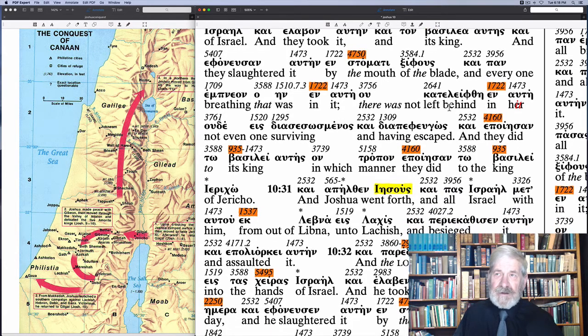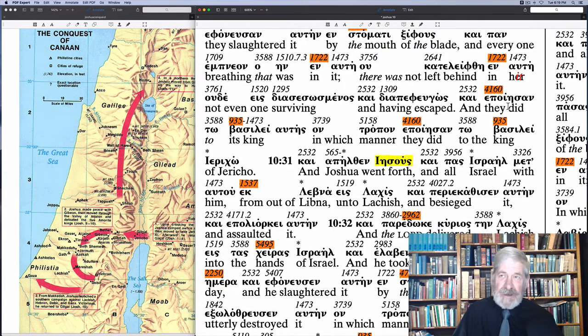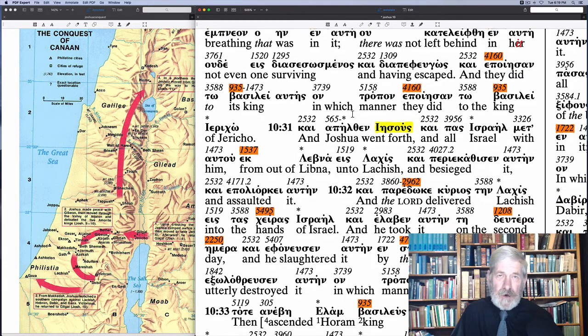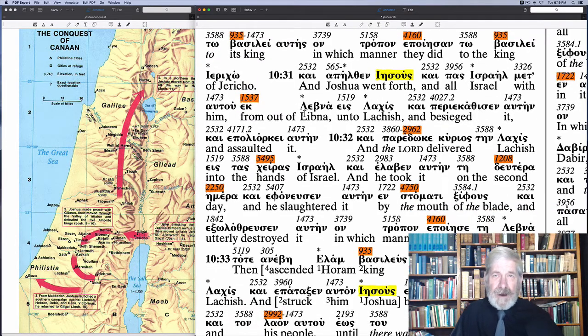There was not left behind in, now see, if I use her or it, down here is an it, in her. I could have used her, but I don't know which way to go, her or it. There was not left behind in it, not even one surviving and having escaped. And they did to her king, or its king, in which manner they did to the king of Jericho. And Isus went forth, and all Israel with him, from out of Libnah unto Lachish.